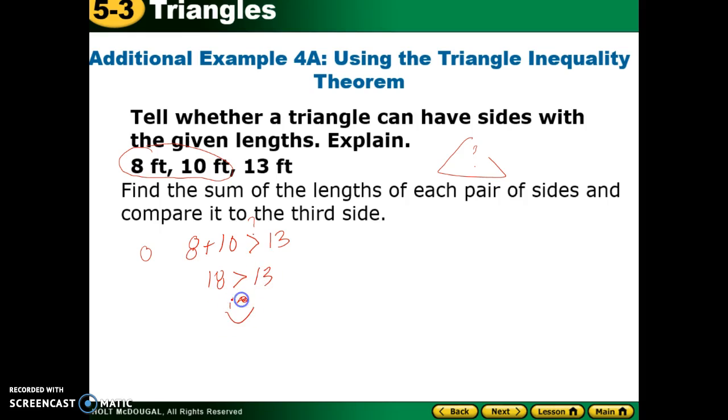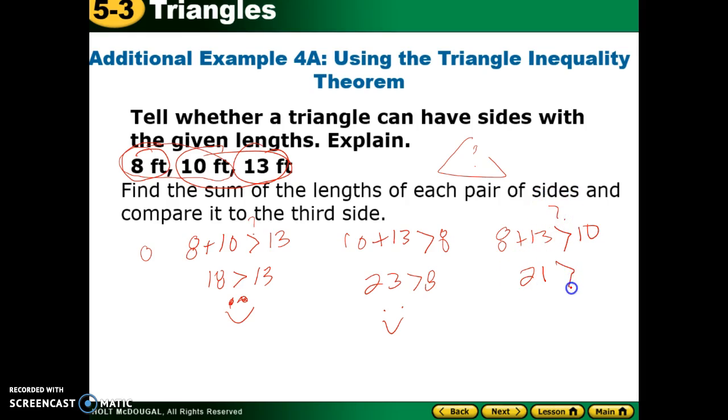This has to be true for all the side pairs. So now I'm going to take 10 and 13. I add them together. 10 plus 13, is it greater than 8? Well, yeah, 23 is bigger than 8, so that's good. Then I'm going to take the last pair, which is 8 and 13. 8 plus 13, is it greater than 10? Well, 8 plus 13 is 21, which is greater than 10, so that's good. So that means, since all of these are true, that this can form a triangle. This would be a triangle, 8, 10, and 13.